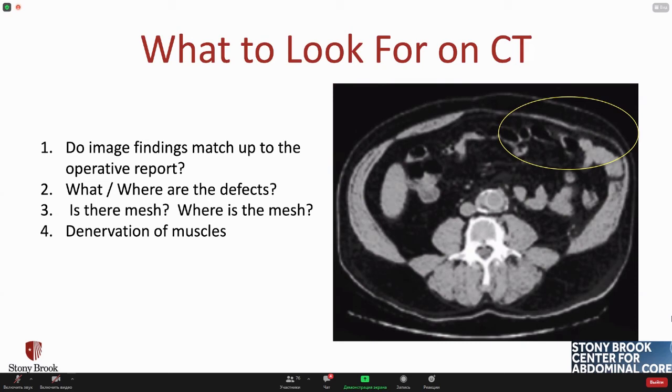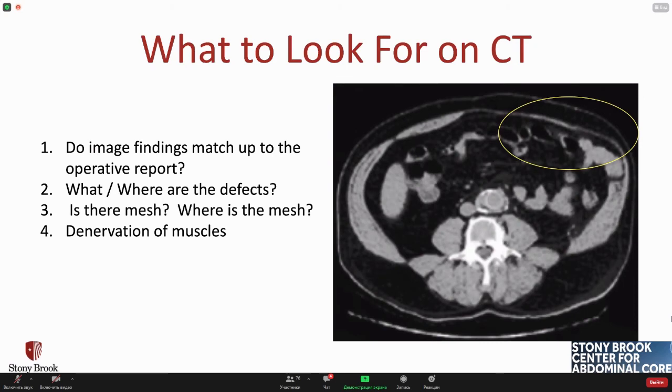And again, where's the mesh, which we kind of talked about, and also denervation of muscles. You can see here quite clearly the rectus muscle has basically been obliterated. It's gone. It's completely atrophied. Okay, so this is going to come into play in terms of what type of repair you're going to do. Because in this situation, where your rectus muscle on the left is almost completely gone, you're probably going to use more of a heavyweight mesh versus a lightweight mesh.